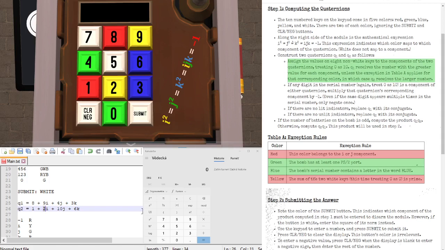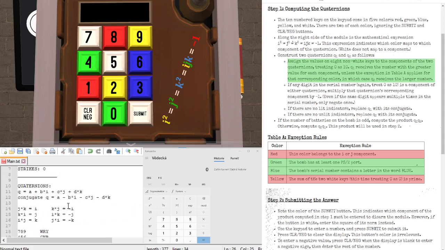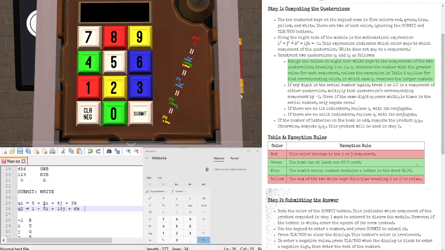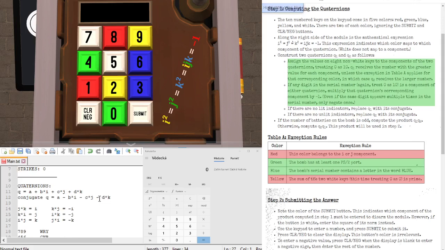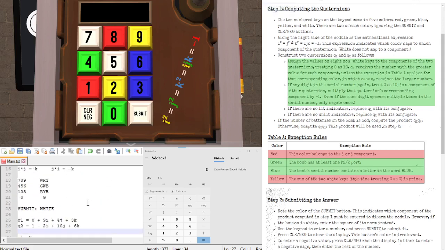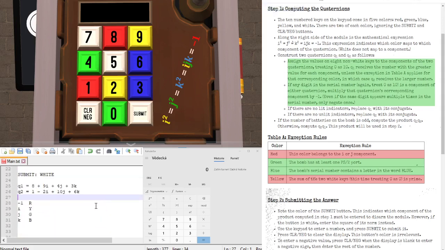So we take the 2 because we have that in the serial number, and we negate it. So we change that plus into minus. Even though there are two 2's, we do that just once. That's also mentioned in the manual. And that's it. Usually there are two distinct digits. We have just one, so okay, whatever.